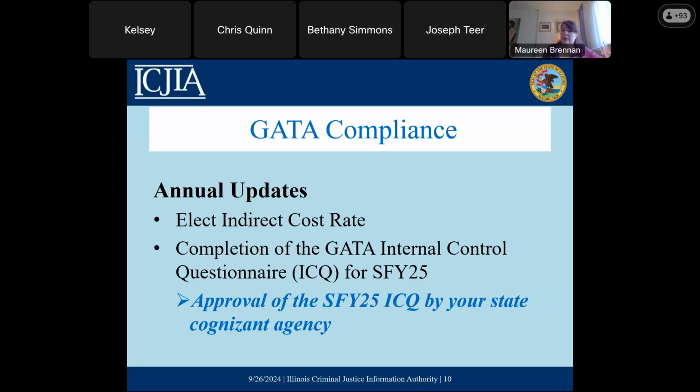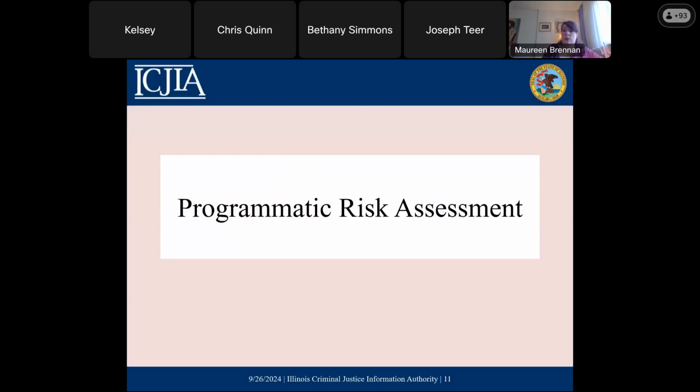If the authority is your cognizant agency, and there are any questions about how you've completed your ICQ, you'll have received correspondence from the staff that are working on that. So that's not something that your grant specialist will be approving or will really have a voice in approving. That's other staff at the authority. So please go back into the GATA portal, make sure that you've completed your ICQ for state fiscal year 25 and that that's been approved.